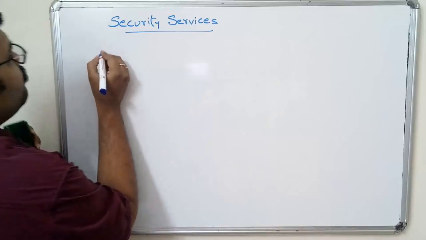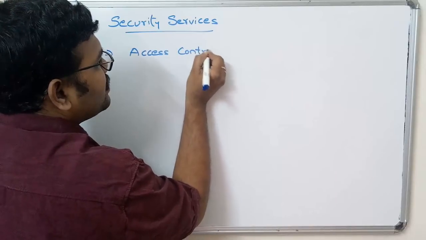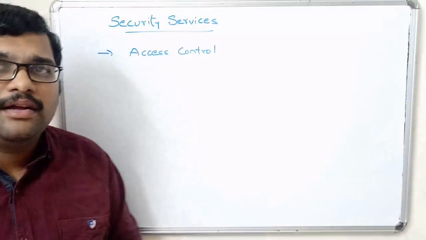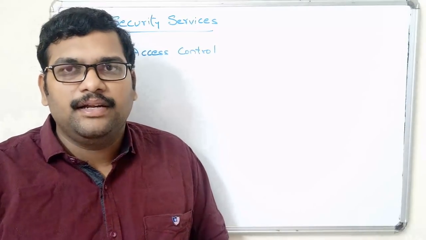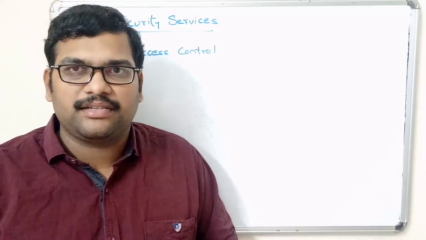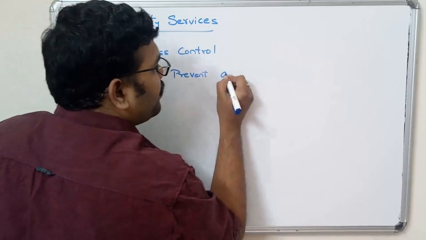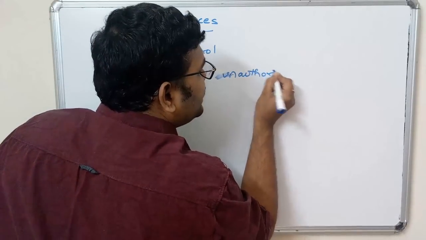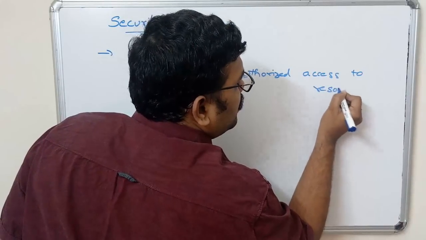Among them, the first one is access control. The name itself indicates, access control means the access should be given only to the authorized persons. So we have to prevent the unauthorized access to resources.